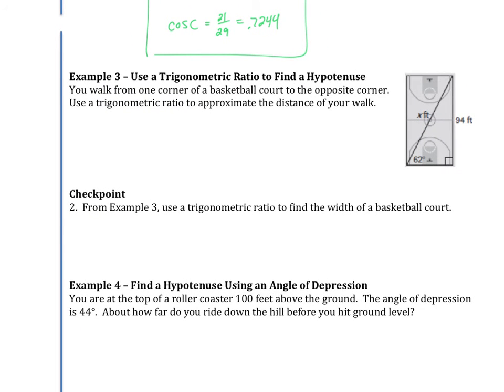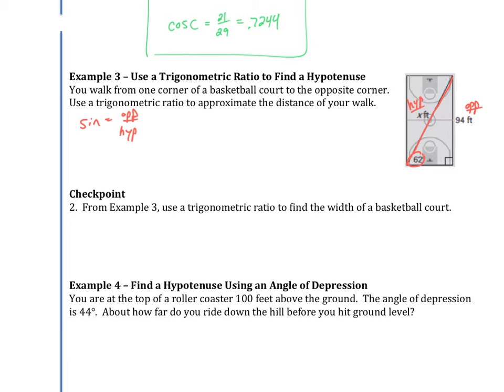All right, example 3, use the trigonometric ratio to find the hypotenuse. So if you walk from one corner of a basketball court to the opposite corner, so if you walk on this line, use a trigonometric ratio to approximate the distance. So we know that this is 62 degrees, and the line we're looking for is the hypotenuse. And they give us the opposite leg. So which ratio uses the hypotenuse and the opposite? Sine is equal to the opposite over the hypotenuse.